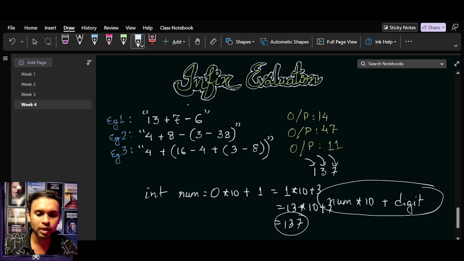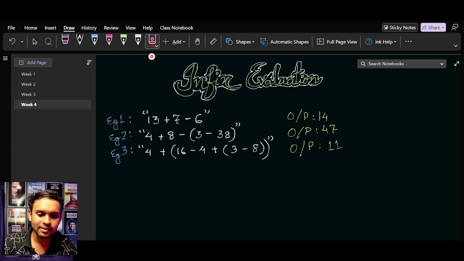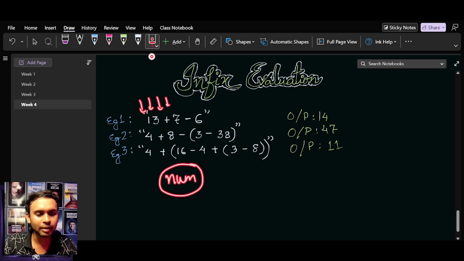This is how we form the numbers. Pretty basic stuff, right? Now the next thing is, I will start forming the number from this 1 over here. Now I will use this num variable to form the number. Now I will keep iterating until and unless I am getting a digit.